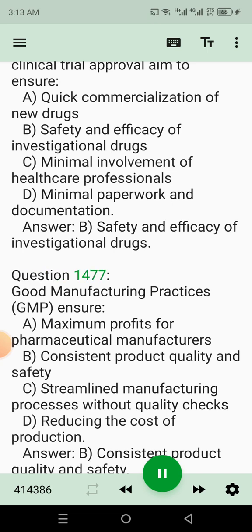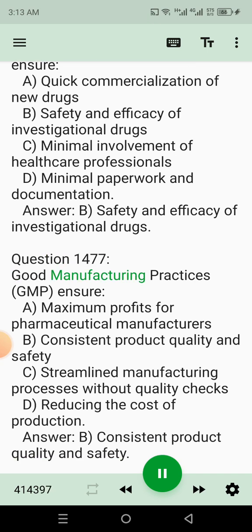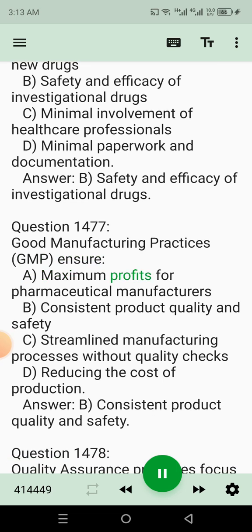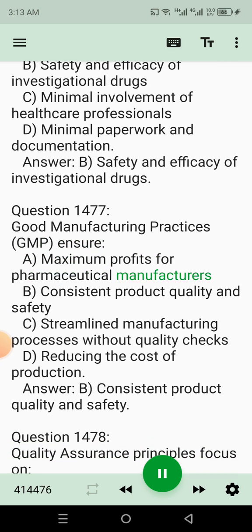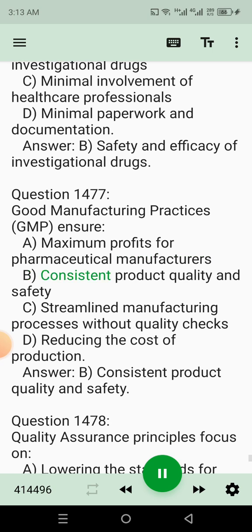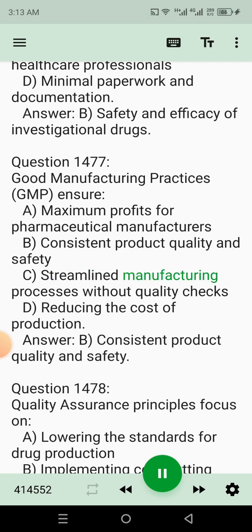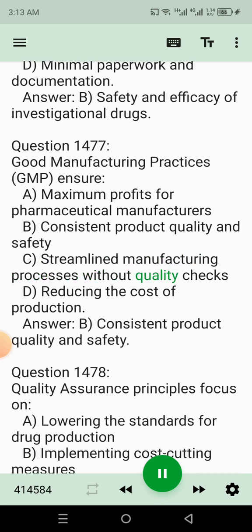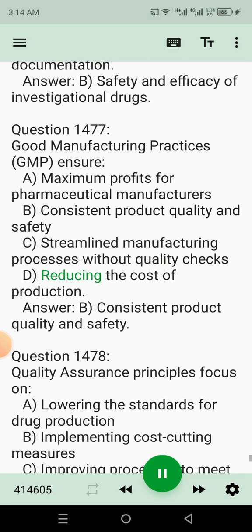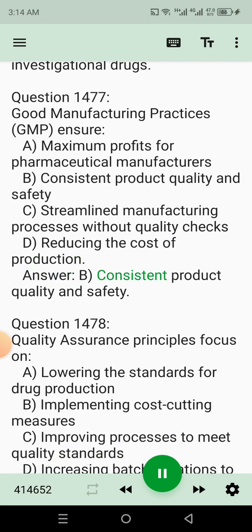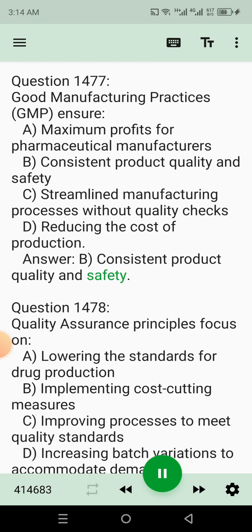Question 1477. Good manufacturing practices (GMP) ensure: A. Maximum profits for pharmaceutical manufacturers. B. Consistent product quality and safety. C. Streamlined manufacturing processes without quality checks. D. Reducing the cost of production. Answer. B. Consistent product quality and safety.